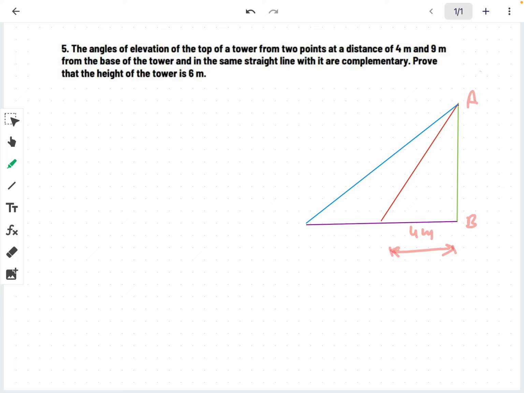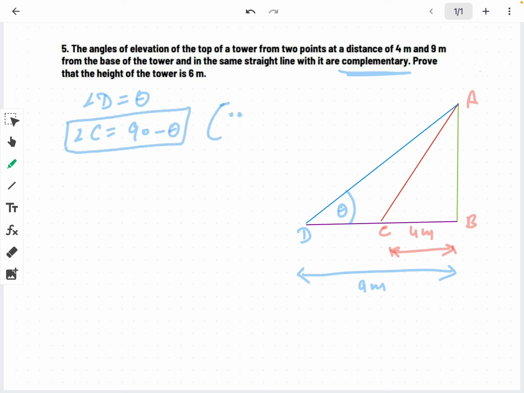Up to here only. Suppose this point is C, and from the bottom of the tower to this final point the distance is given 9 meter. Let us consider this point as D, and the angles are complementary. So suppose one angle, angle D, is theta, so angle C will become 90 minus theta.